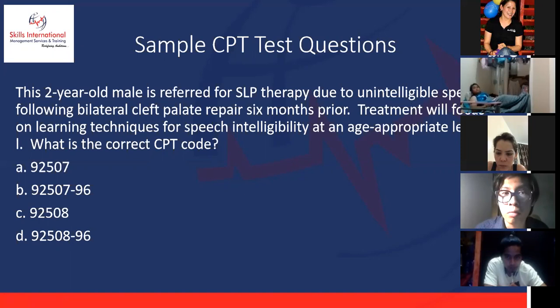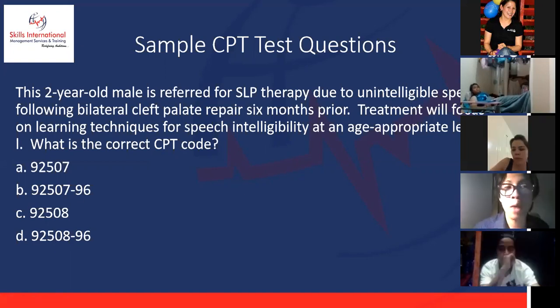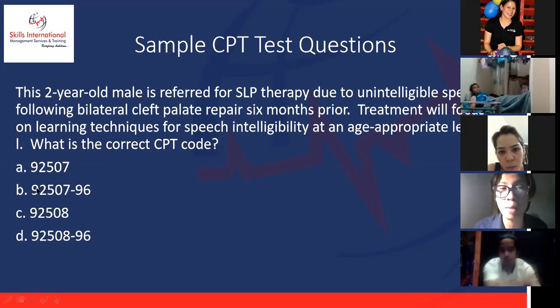So it's just a matter of D. If you have the book, you will see that 07 means it's for one patient, while 08, letter D, means two or more. So how many patients do we have? We only have one 2-year-old male. So the correct answer here would be 07.